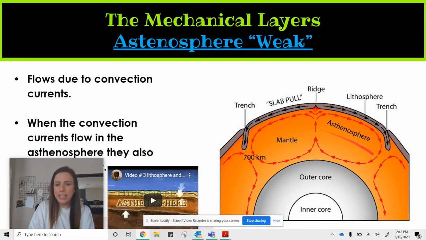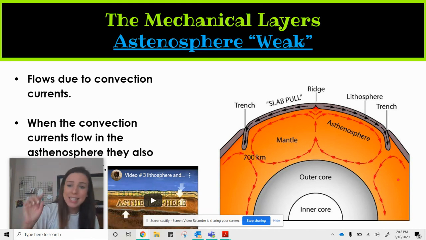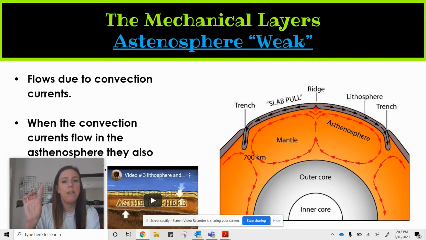I can move this over a little bit. So as you can see in this section of the asthenosphere, there are those very intense convection currents. So that's the biggest thing you need to know for this layer, is how this layer behaves because of the convection currents. I will also post this video right here below as another video attached to this section, just so that you can watch it later.